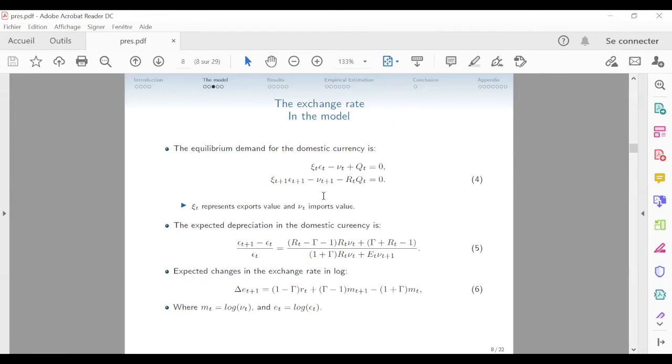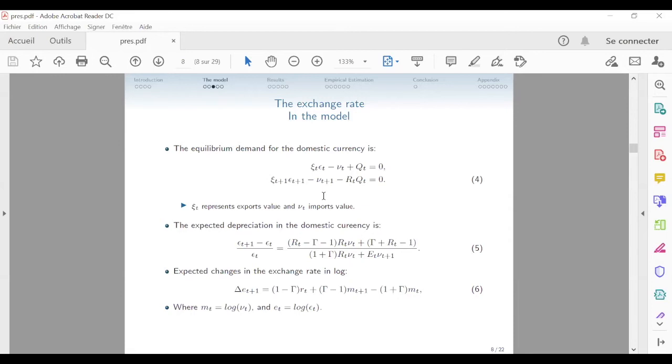Epsilon T is still the exchange rate. Nu T represents the import value, and QT is still the demand of the financier. What is important here is that when the import value increases, the demand of the financier increases. Why? Because, as I said in the beginning, when import value increases, the financier is long because the country borrows. So the demand of the financier for the domestic currency increases as well.